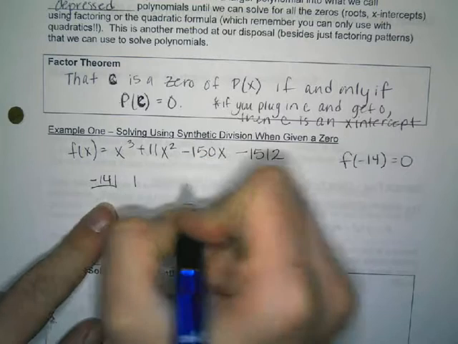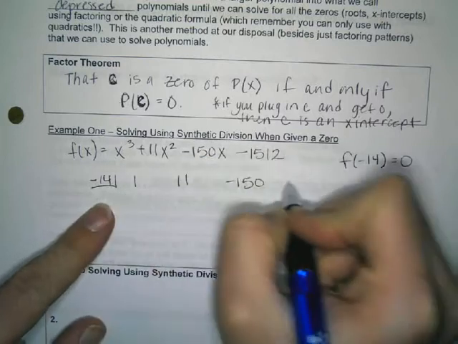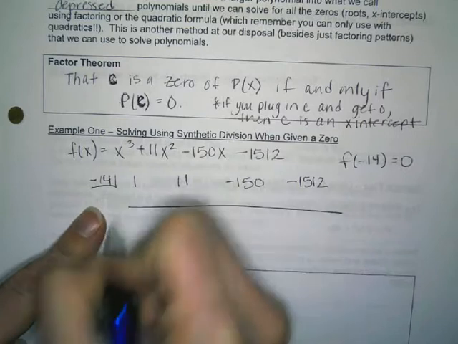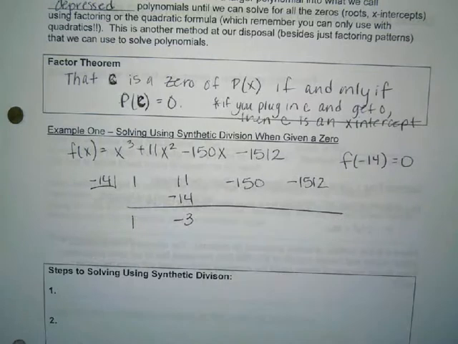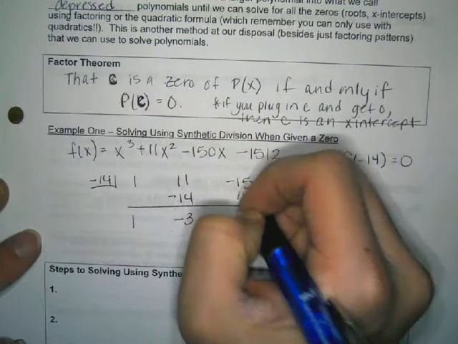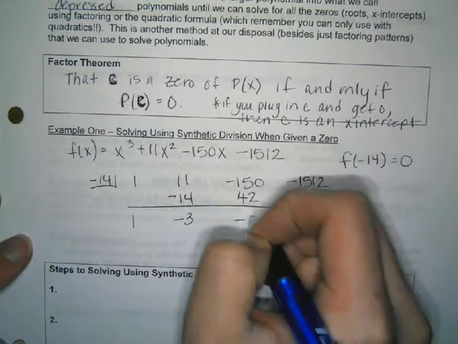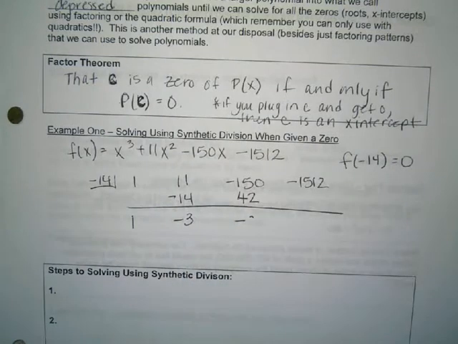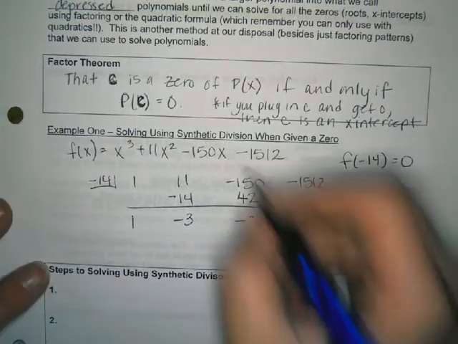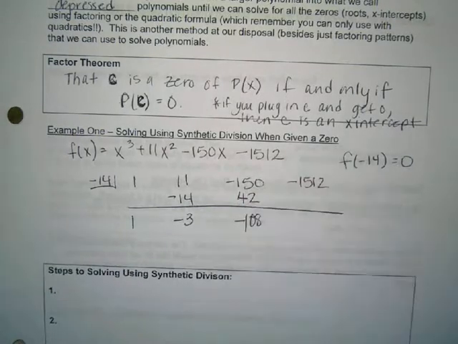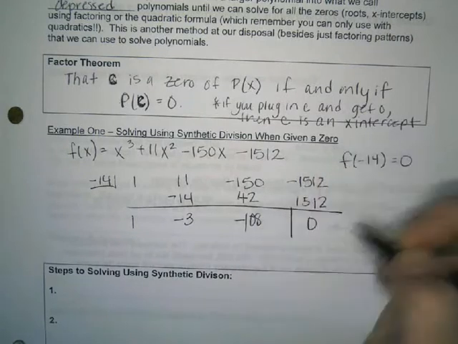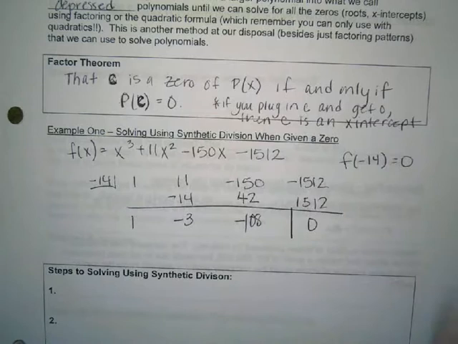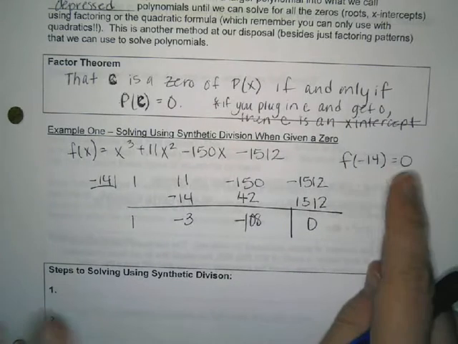So we have 1, 11, negative 150, negative 1512. Bring down the 1, negative 14. We have negative 3. If you add them, 14 times 3 gives me 42, which gives me negative, I want to make sure I do that right. Yep, negative 108, and negative 108 times negative 14 gives me positive 1512. So when I add my last column, my remainder ends up being 0, which it should be because I was told that if I plug in negative 14, I get a remainder of 0.